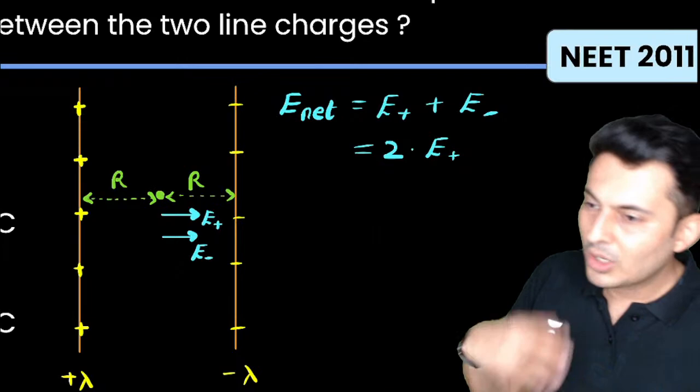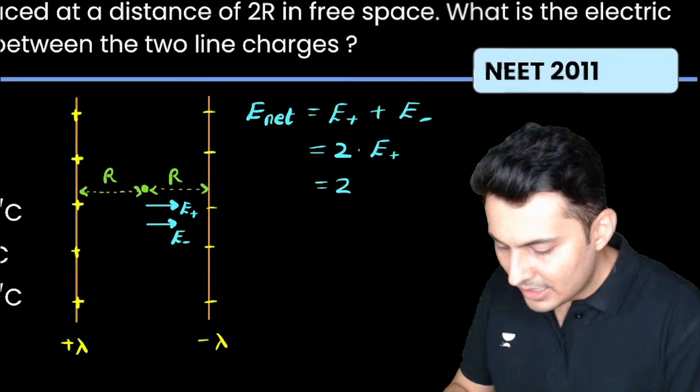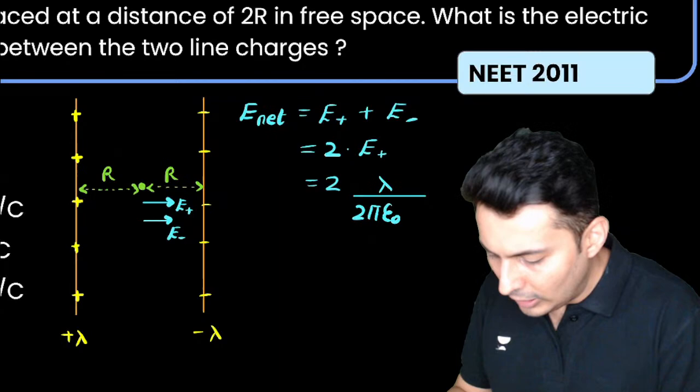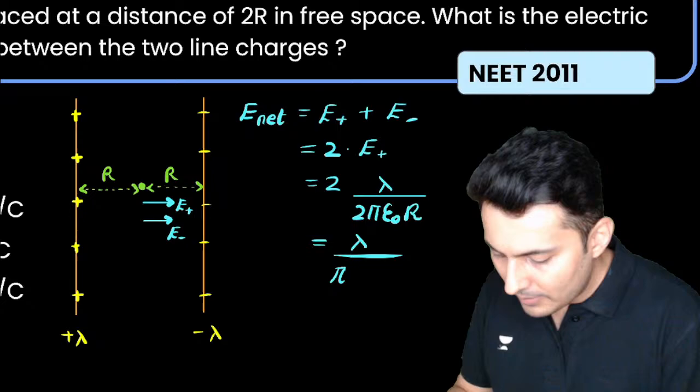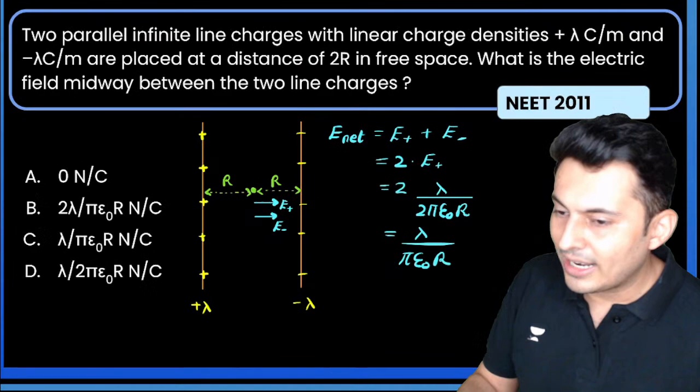Correct. So what is the field because of the positive wire? It will be lambda divided by 2 pi epsilon naught, distance is basically r. 2 cancels. So it will be lambda by pi epsilon naught r. So where is that answer? Lambda by pi epsilon naught r. Again, there as option C only.